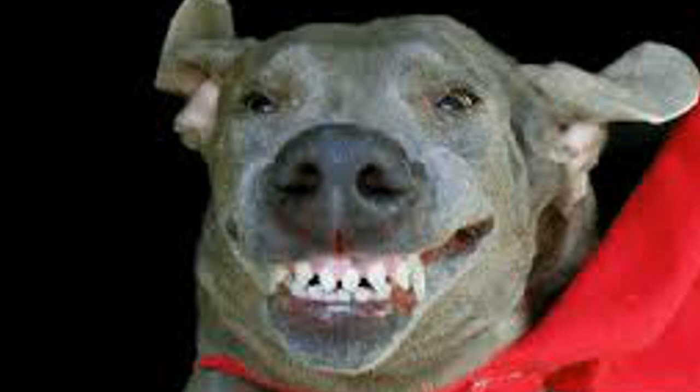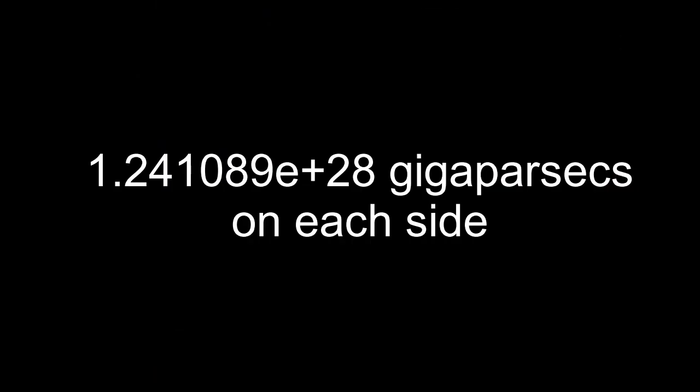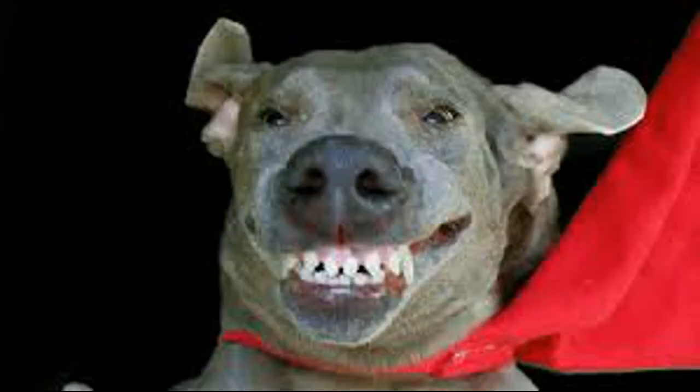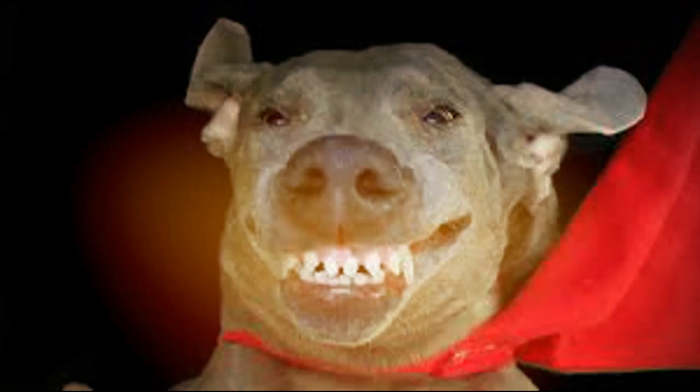So assuming that each nanotransistor in our CPU is 10 nanometers wide, then your CPU would have to be 1.241089 E+28 gigaparsecs on each side, which is, by the way, 443 septillion times larger than the universe. I am not going to talk about the power source, because I already know that it is going to take many trillions of times more energy than the entire universe possesses to run this PC.